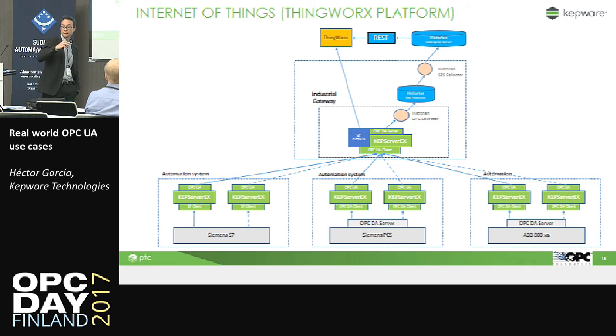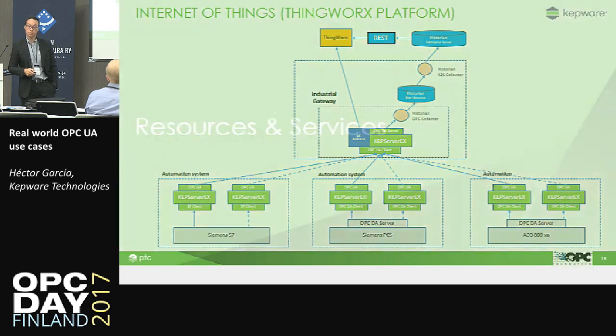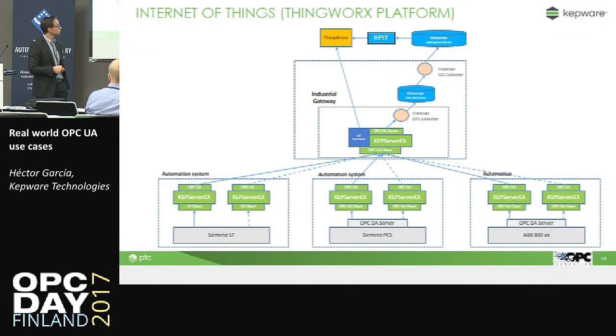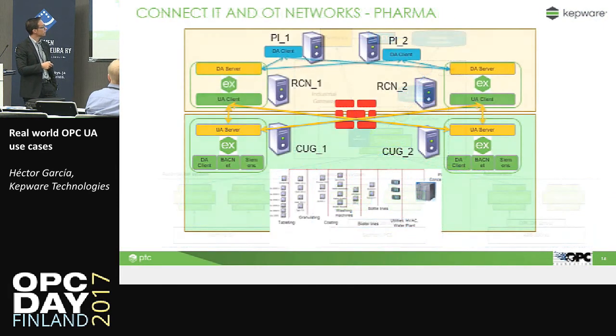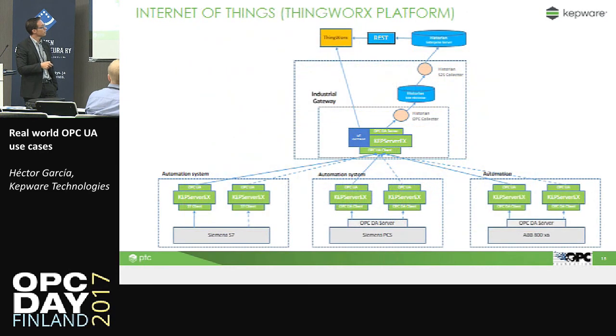They put a virtual machine in the cloud, installed a Kepware EX with the OPC UA client to be able to communicate with the 14 different locations using OPC UA. Here it was OPC UA. Here there is a wide area network going through firewalls and so on.